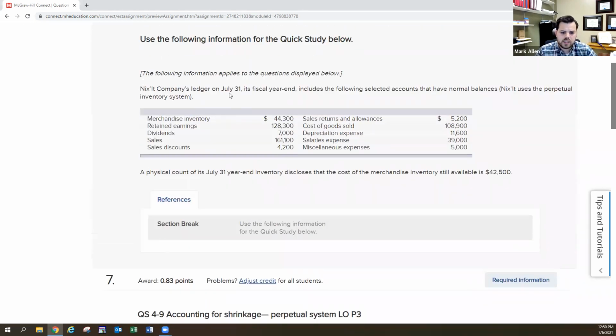In this case, they tell us Nixit Company's ledger on July 31st, its fiscal year end, includes the following selected accounts. Notice they are nice here and they tell us these have normal balances. This won't normally be told to you.